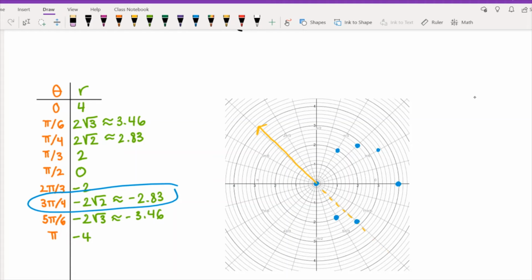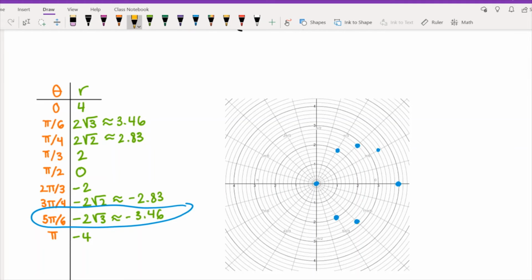And then just a couple points left. So next point is we go to 5 pi over 6 as our angle. So 5 pi over 6 would be this angle. And then we're going in the negative direction, so that means that we're actually going to be going along this direction here. And so we're supposed to go to -3.46. So again, that's about halfway between 3 and 4. So maybe somewhere like here.